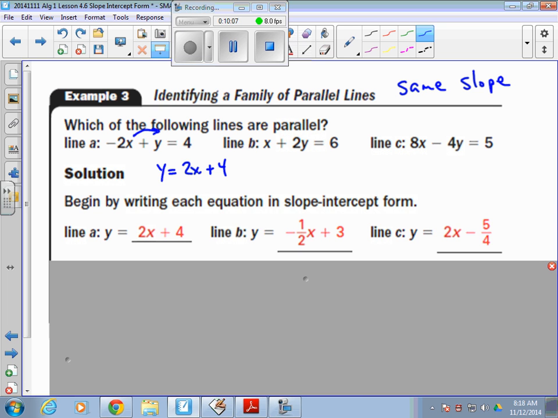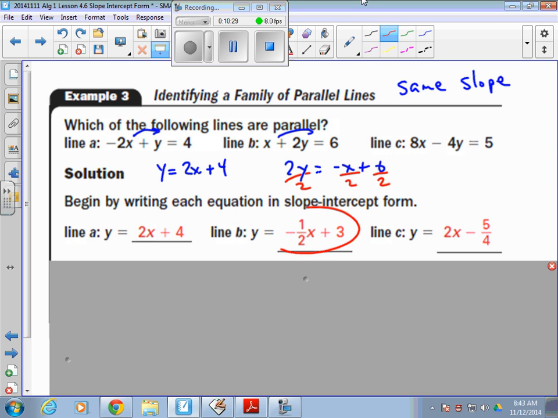Line B, when we move x over, you'll have 2y equals negative x plus 6, and divide by 2 for everything. And this one's going to say y equals negative 1 half x. So again, parallel lines have to have the exact same slope.